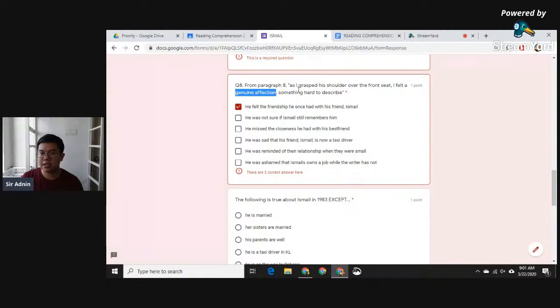So it says here the writer is grabbing his shoulder over the front seat. I feel a genuine affection, something hard to describe. So dia terasa something, sesuatu yang susah untuk diterangkan. So agak-agaknya like if you have a friend and you touch your friend's shoulder and you feel something, what kind of feel? Jangan kata menyampah lah. So try to relate it to yourself, and after this you read the paragraph and you probably can guess what it means.